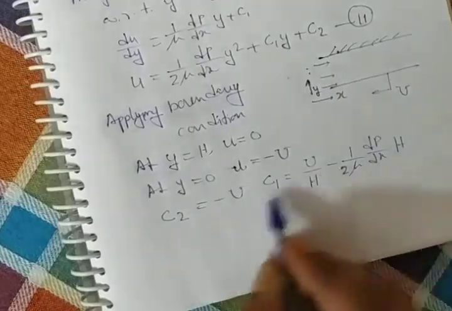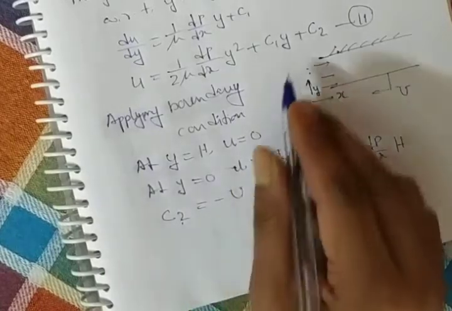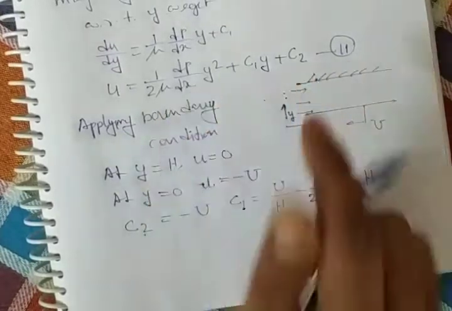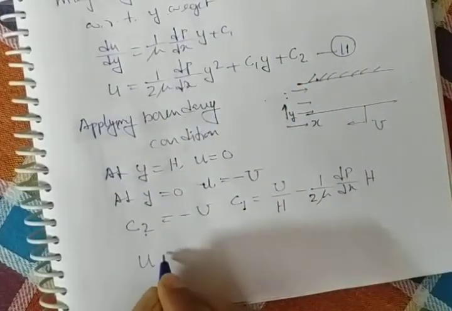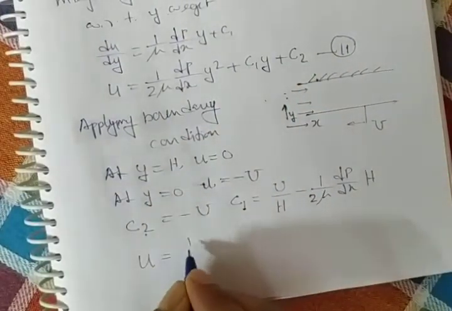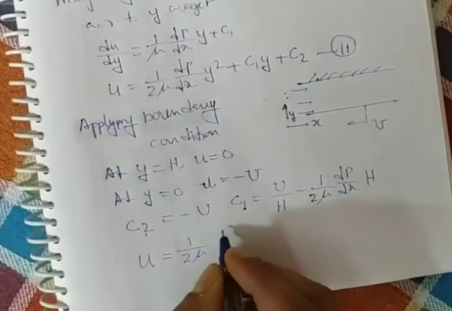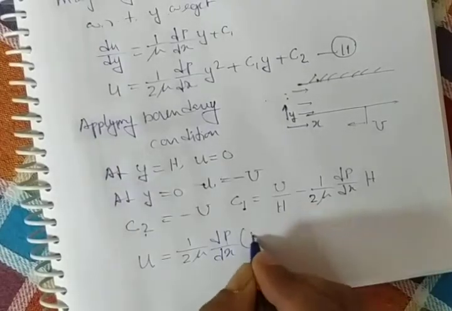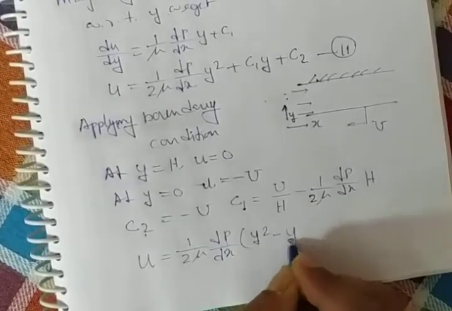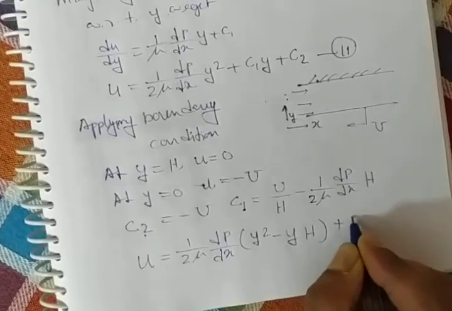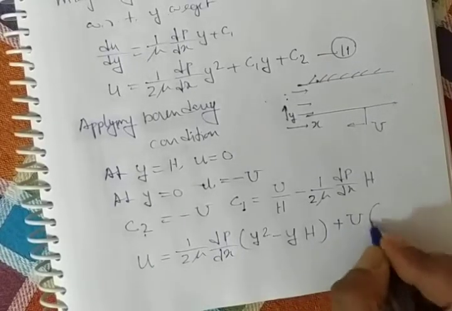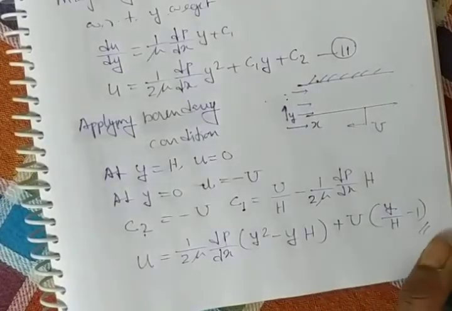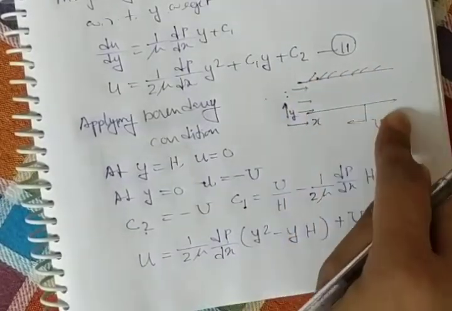If I put the values of C1 and C2 in equation 2, we will get small u is equal to 1 by 2 mu dp by dx, y square minus y h, plus capital U, y by h minus 1. So this is the governing equation for this type of Couette flow.